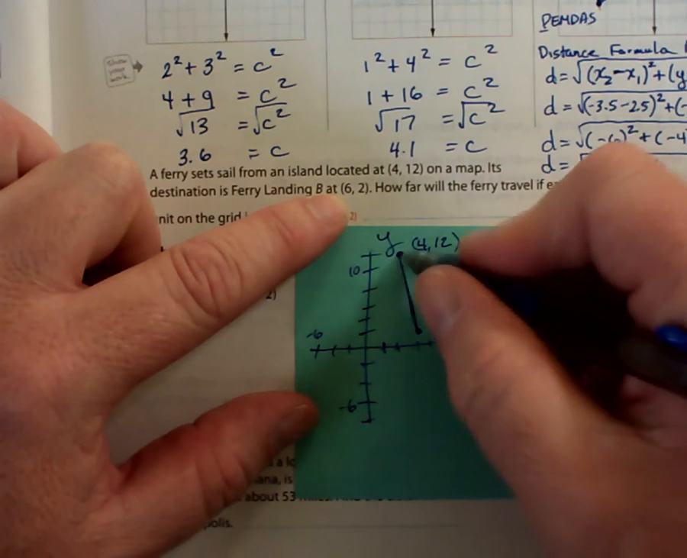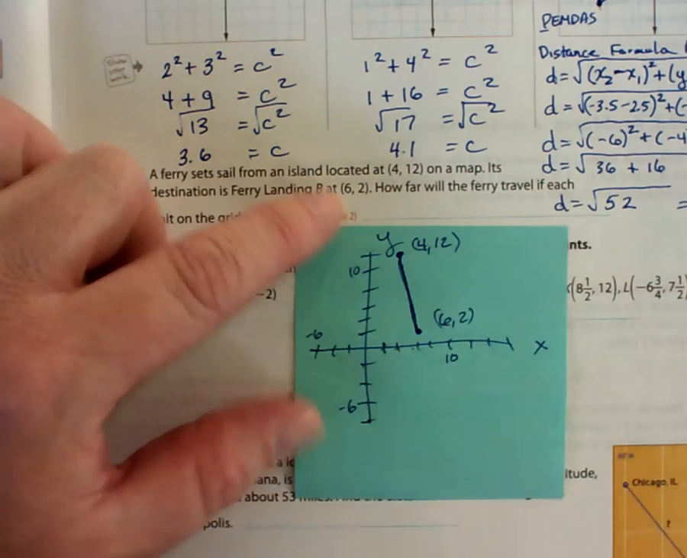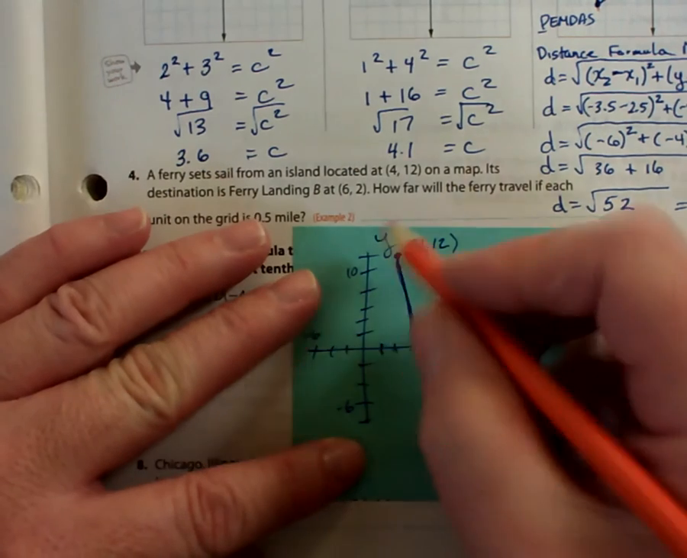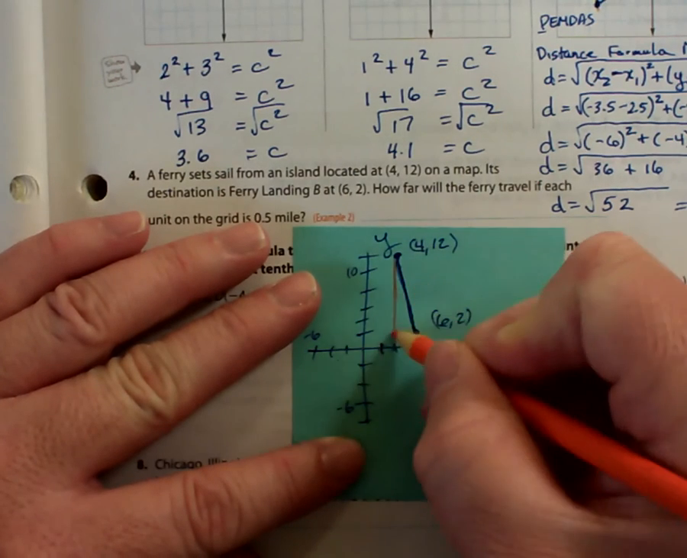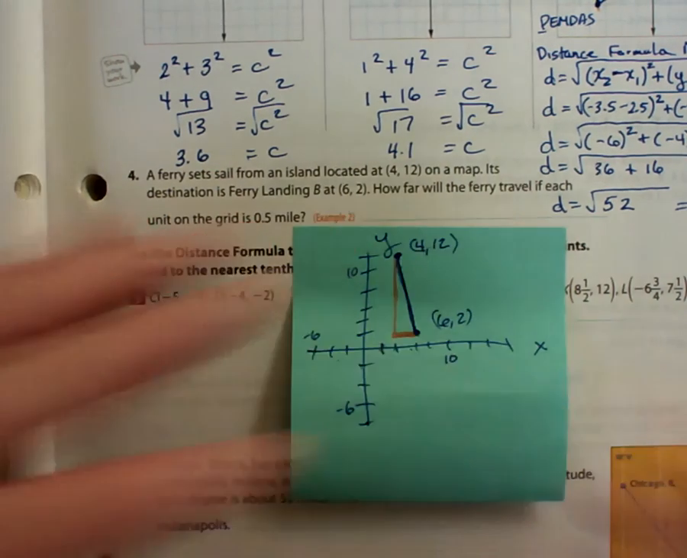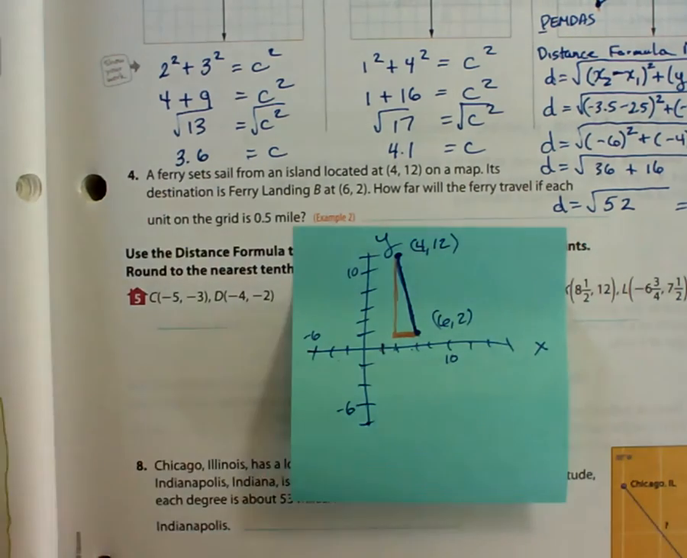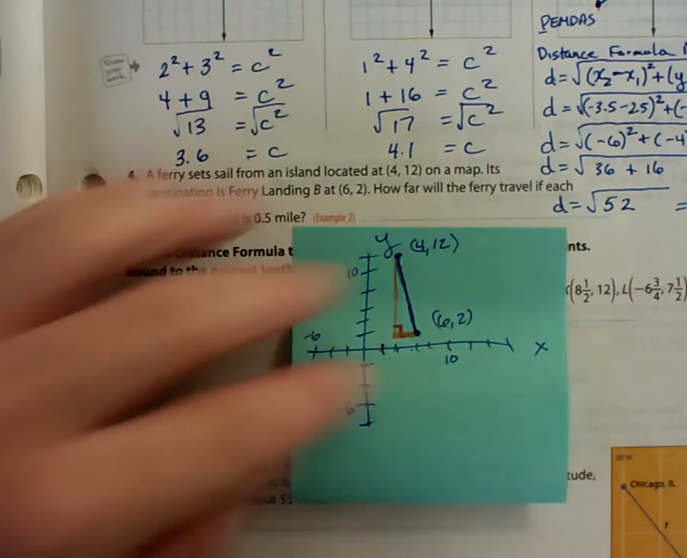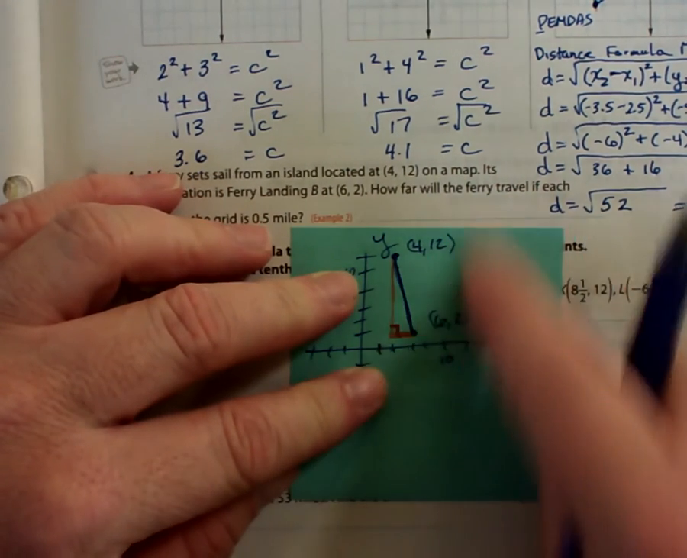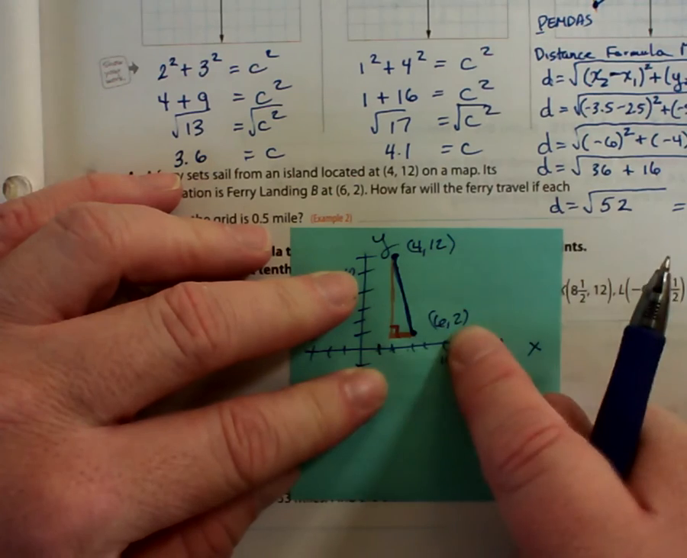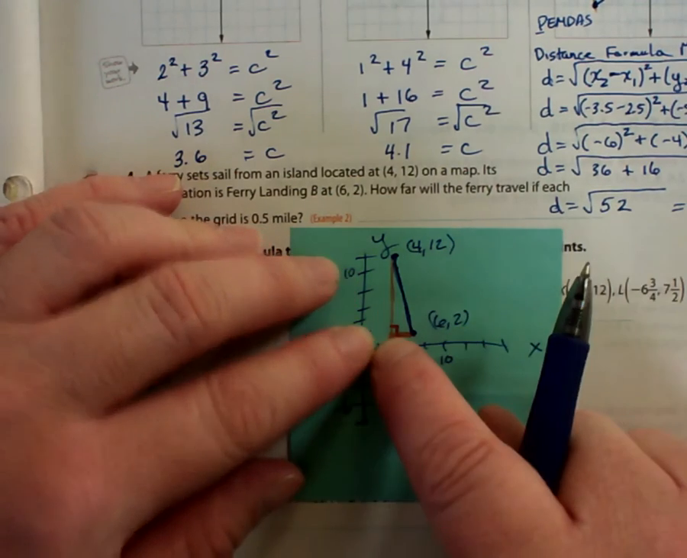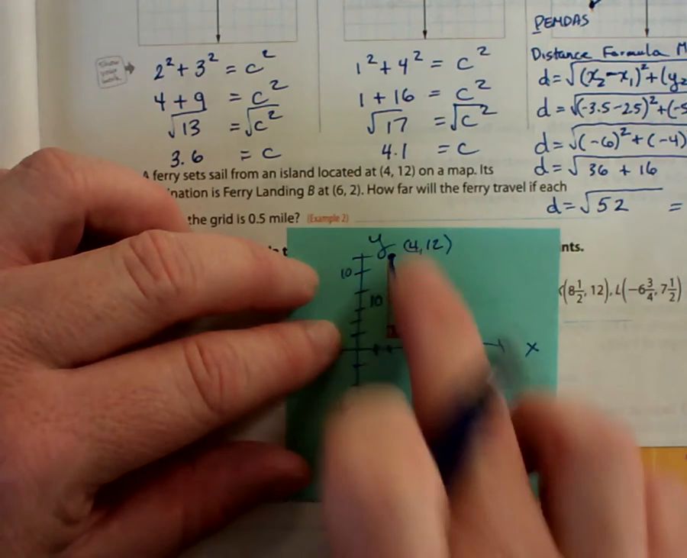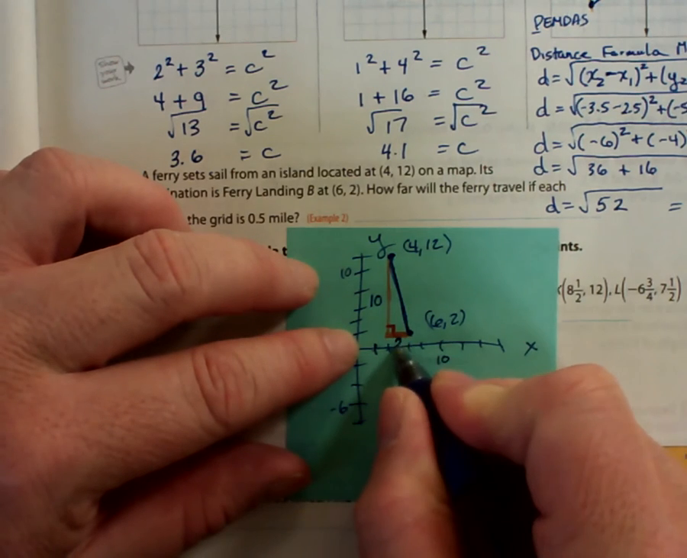These are integer numbers, so I don't need to use the distance formula. Instead, I could just build my right triangle. It's going to be a little tricky because I went by units of 2. So that tells me to get from 2 to 12, going up is the y coordinates, that's the change in y. It goes from 2 to 12, that's 10. And then it goes from 4 to 6, that's only 2.